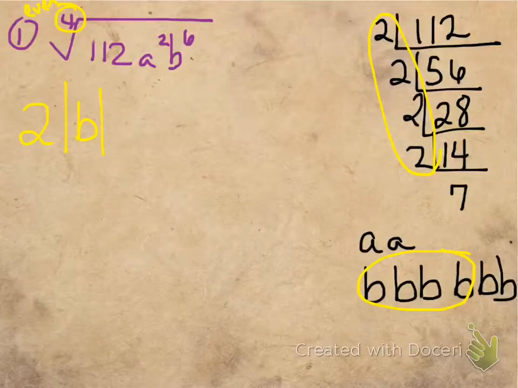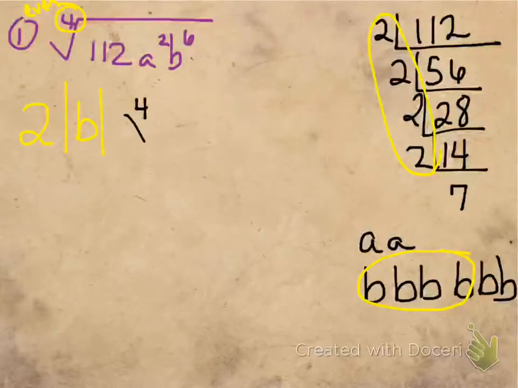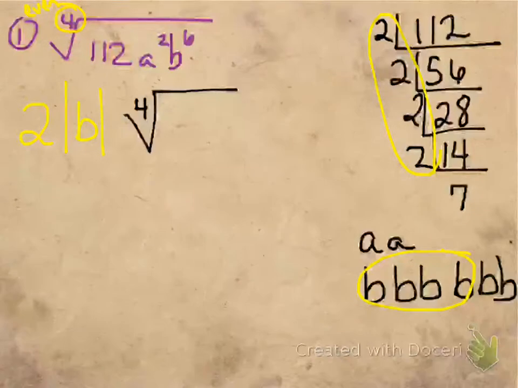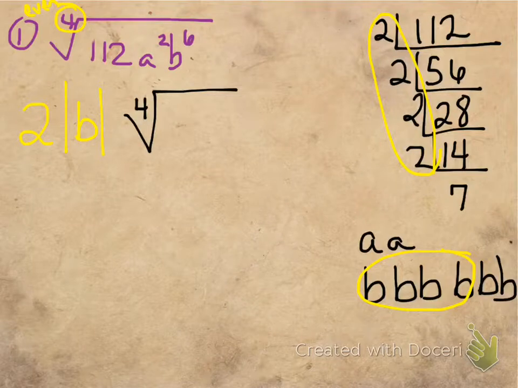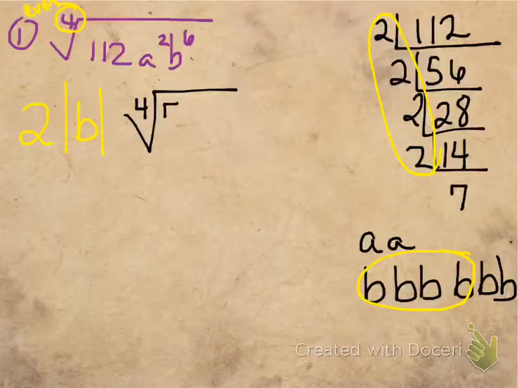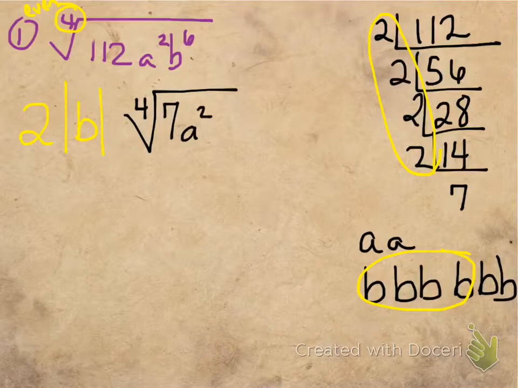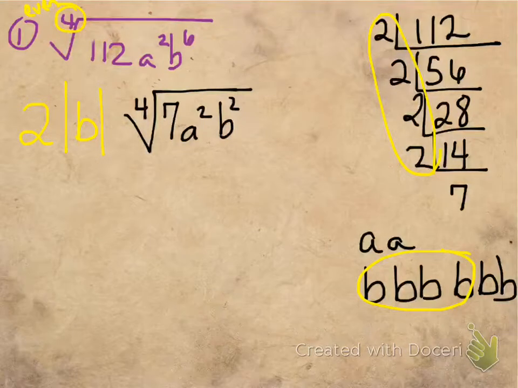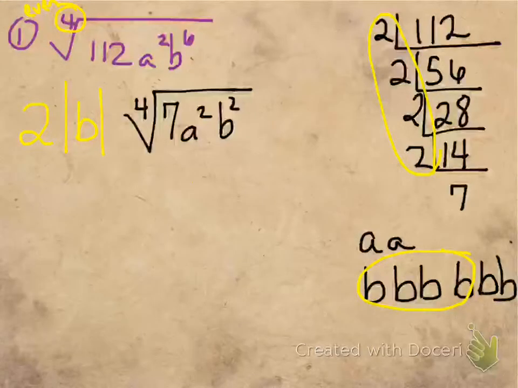Now let's figure out what gets left behind inside my radical. My radical is the fourth root. What number gets left behind? A 7. How many a's get left behind? 2, so a squared. How many b's get left behind? 2, so b squared. Make sure your radical symbol has the index in that check mark spot, and your bar covers everything you have on the inside. That's your answer.